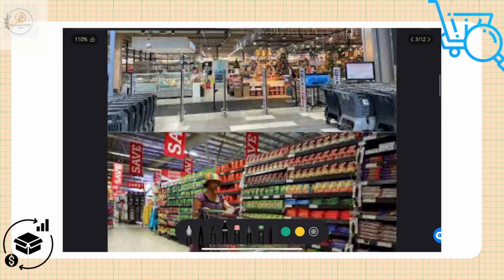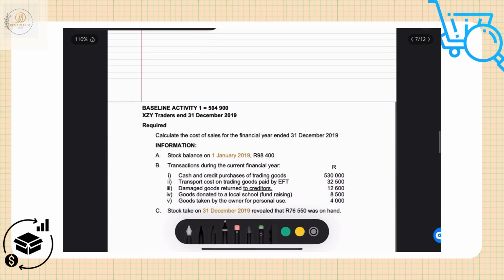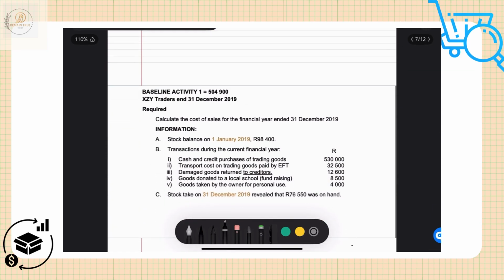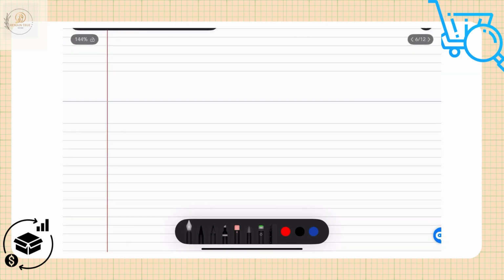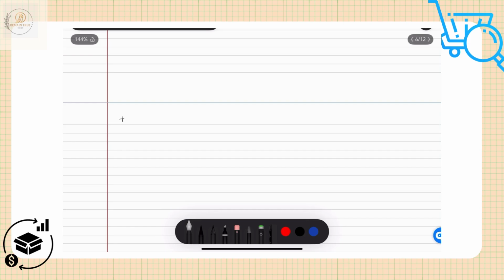So let's look at a question together on cost of sales. But before we get into cost of sales, we're just going to go through two concepts that we haven't touched on, but we'll touch on a little bit more in lessons to come. We have two inventory systems.